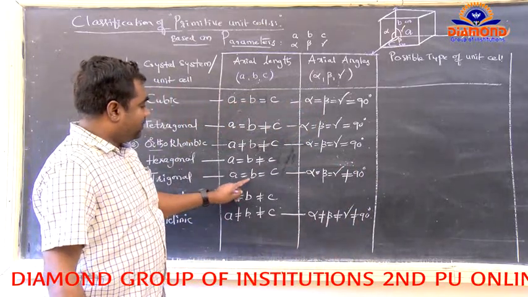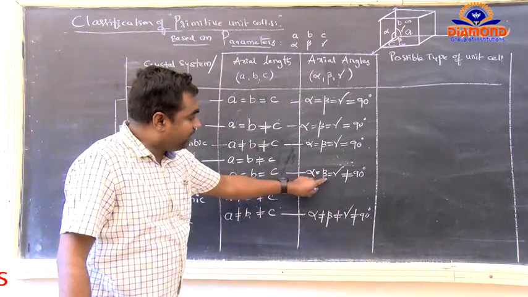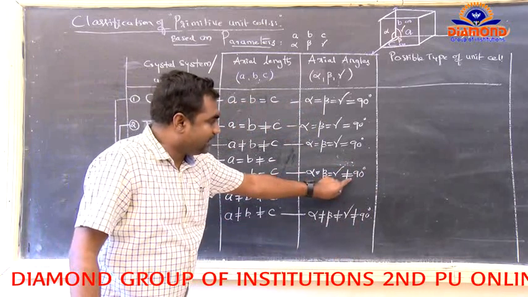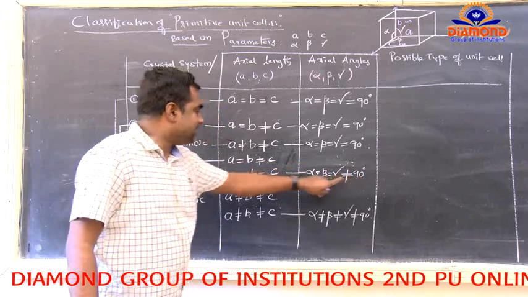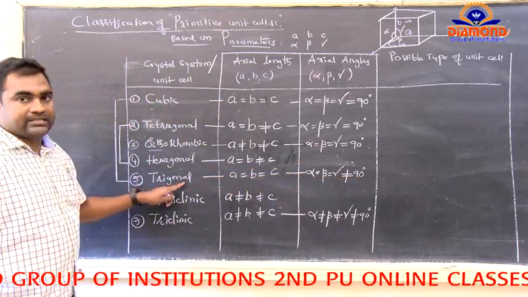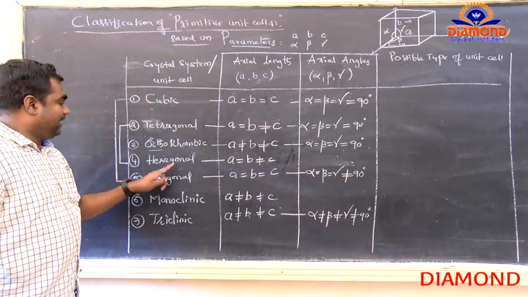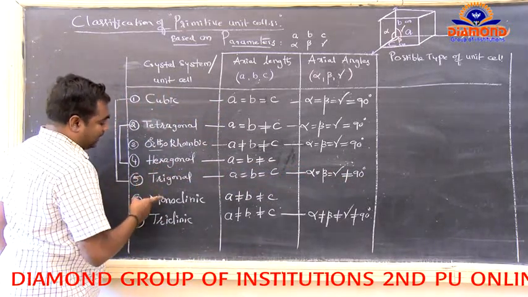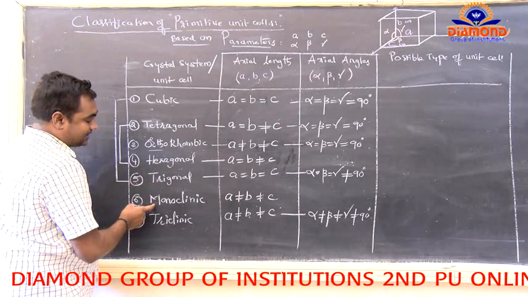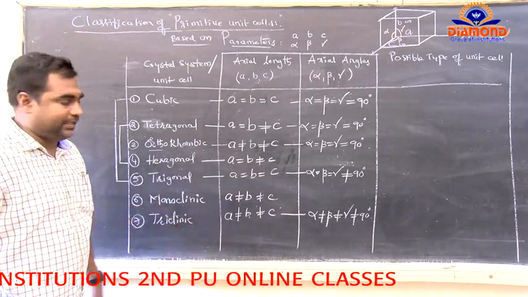So here a equal to b equal to c, alpha is equal to beta is equal to gamma, whereas it is not equal to 90 degrees. Then that unit cell is called a trigonal unit cell. Now come to the remaining two. Only two are left. What are they? One is hexagonal and the second one is monoclinic.